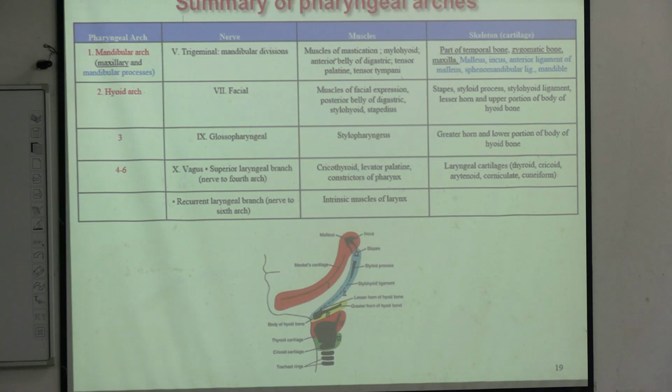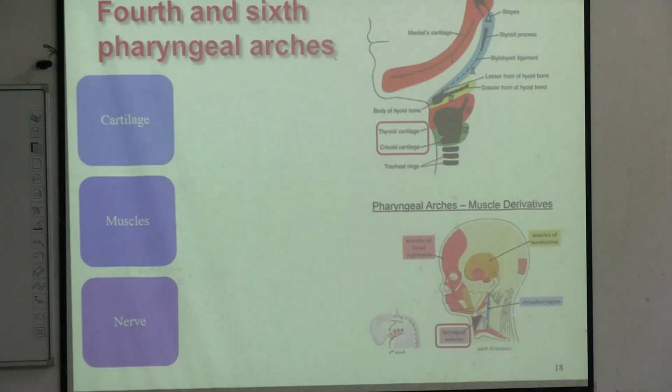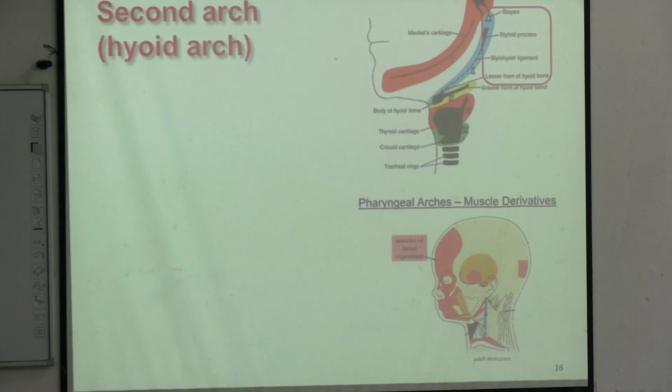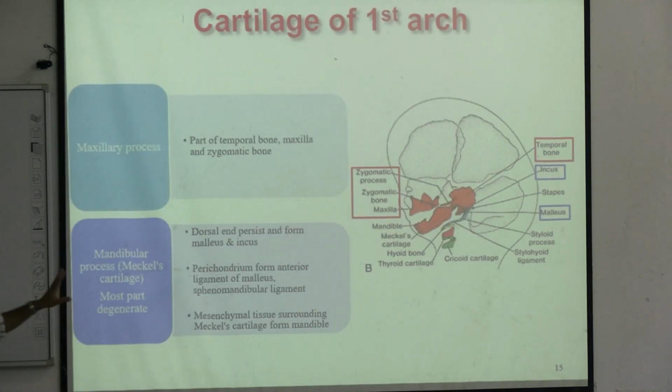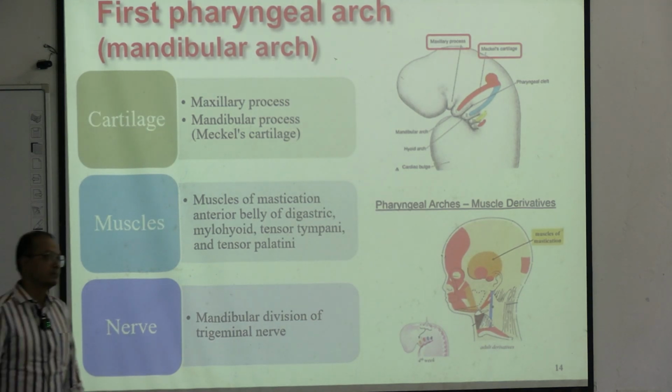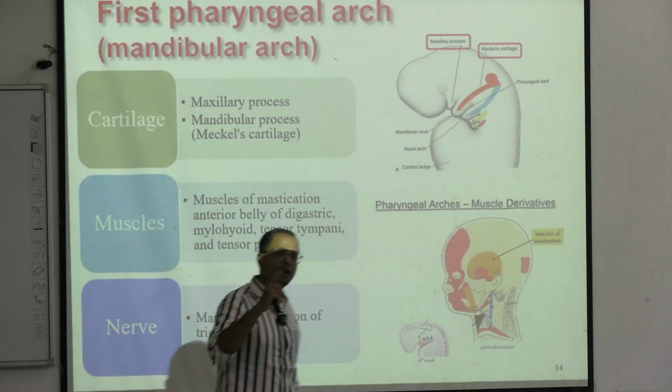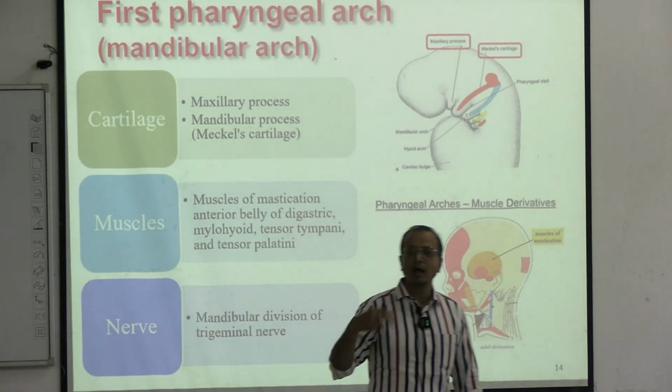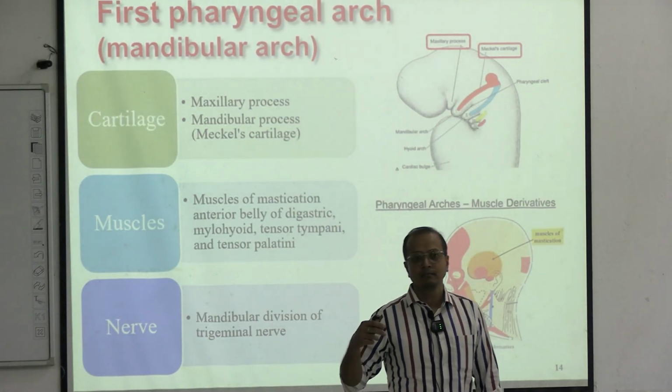Likewise, in the exam, they may give the same question with the second arch derivatives. It could be the third arch, fourth arch, fifth arch. This is how they are going to ask the question in examinations. So we talked about the first arch derivatives: cartilage is coming from here, muscles coming from here, nerve supply to it, and the blood supply, the first arch artery, becomes in the adult the maxillary artery.